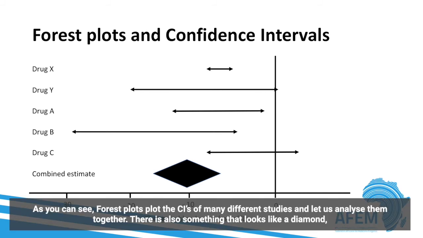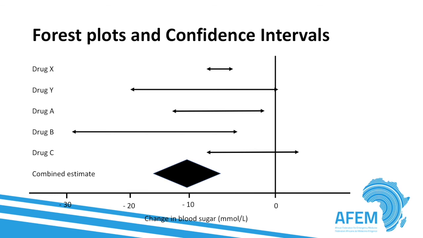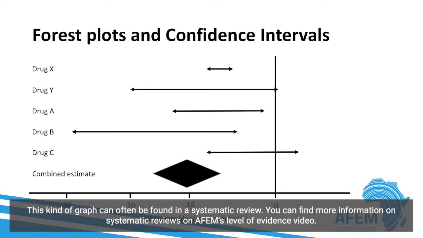You can also see something here that looks like a diamond. This is the combined estimate, and it shows the combined estimate of all the confidence intervals included in the study. As you can see, forest plots plot the confidence intervals of many different studies and let us analyze them together. This kind of graph can often be found in a systematic review. You can find more information on systematic reviews in AFEM's Level of Evidence Critical Appraisal tutorial.